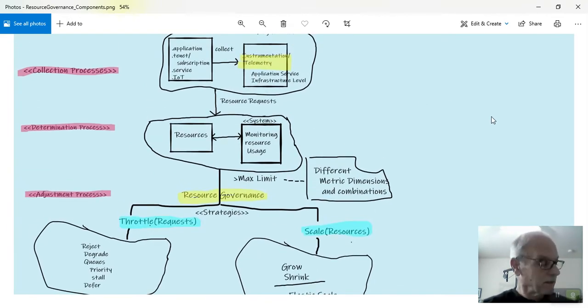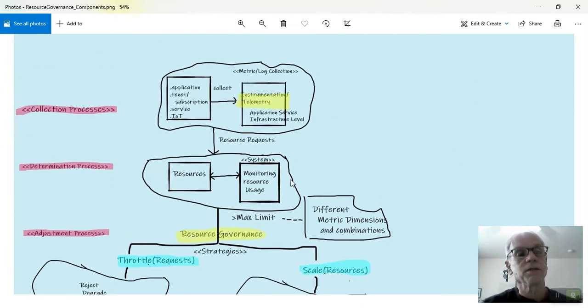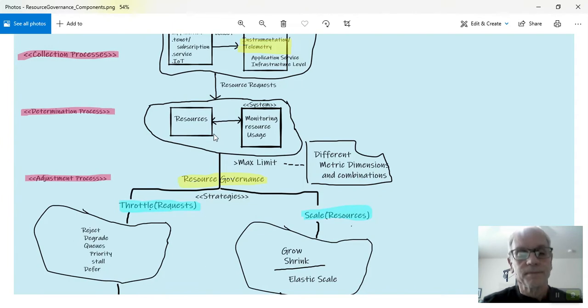As far as the processes, there's a collection process, a determination process, an adjustment process, and then an execution process. So the collection process is where we're collecting information about the runtime effect on all our resources, from the application, from the subscription or tenant, from the service, from IoT, Internet of Things. So there's a collection of information, and this is all through the telemetry or the instrumentation process, where it's collecting information, metrics, and logs.